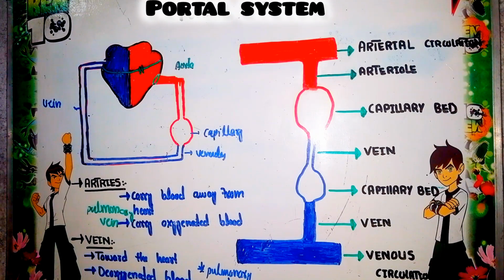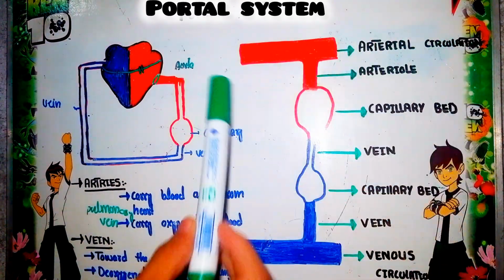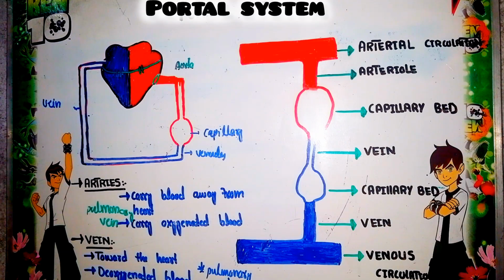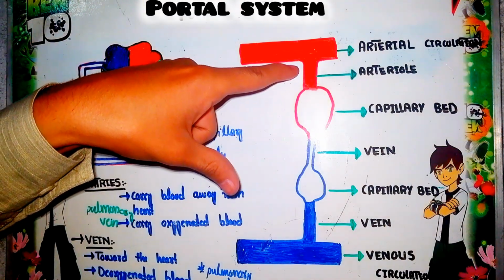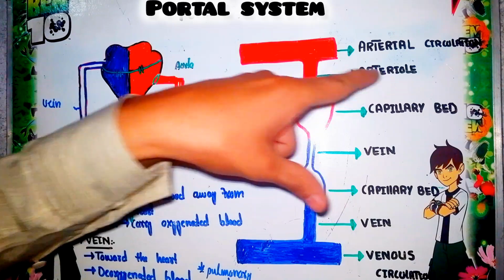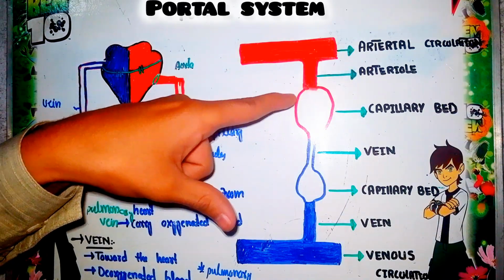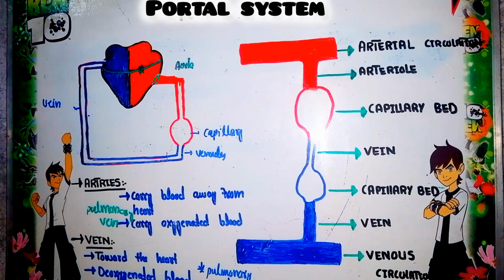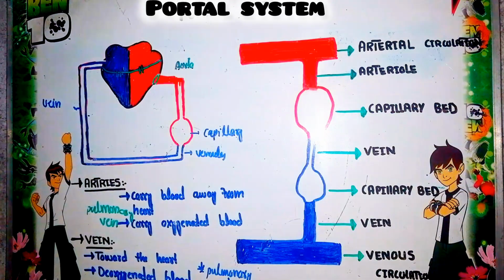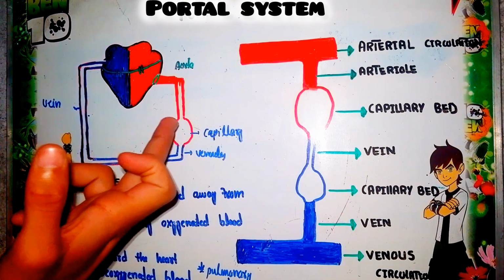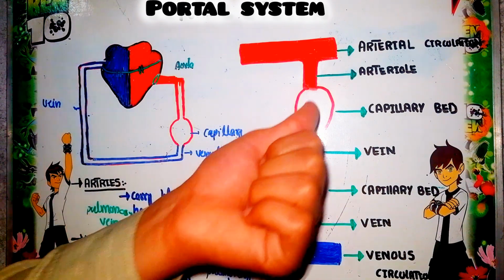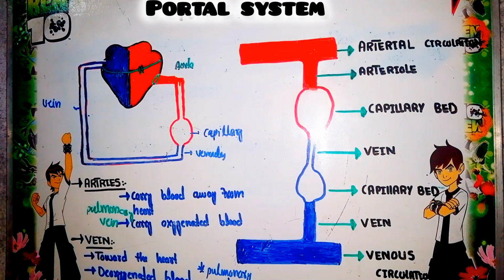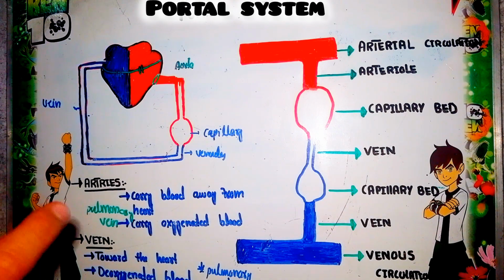Now what the portal system is, as you can see here in the diagram. This is basically the arterial circulation, meaning this is the artery which contains the oxygenated blood. Now this artery will divide into other blood vessels called arterioles. Arterioles will pump blood into the smallest blood vessels called capillary beds. This capillary bed exists at the tissue level or at the organ level. Here the exchange occurs, and the deoxygenated blood will enter into the veins. This is the vein which carries the deoxygenated blood.